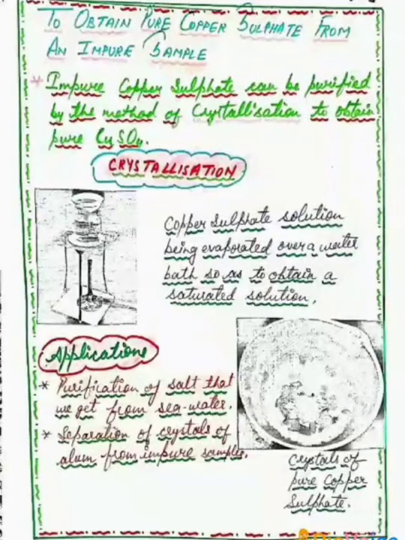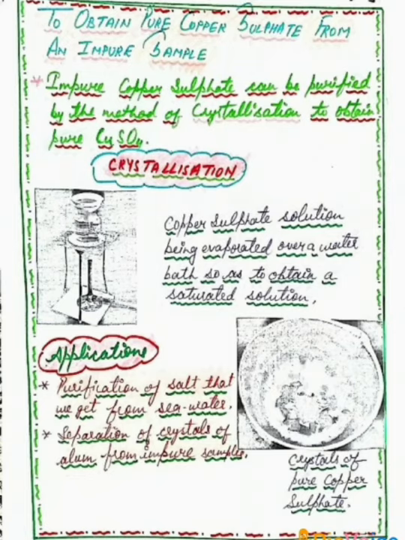Good morning, students. This is the fourth video of chapter 2, Is Matter Around Us Pure? Students, I have already explained to you many physical processes that describe how they can separate a mixture. Now, this is the last process of this chapter. So, let's move to our first topic, that is, to obtain pure copper sulfate from an impure sample.